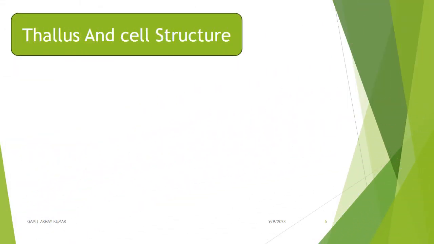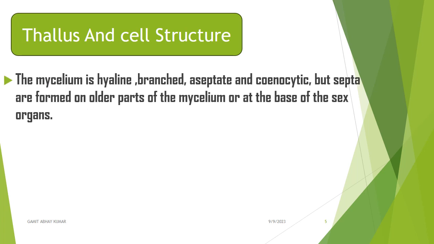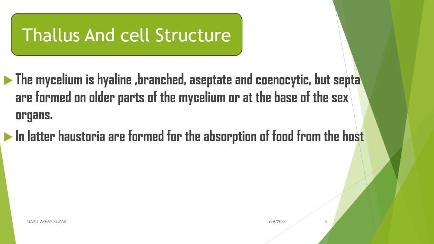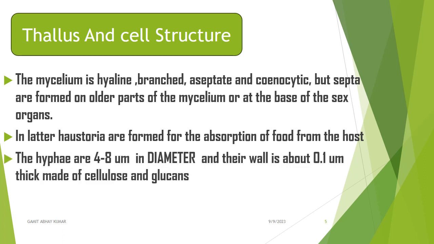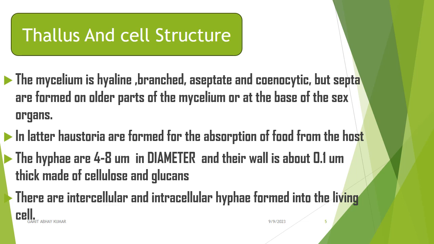Thallus and cell structure. The mycelium is hyaline, branched, aseptate and coenocytic, but septa are formed in older parts of the mycelium or at the base of the sex organs. In later stages, haustoria are formed for the absorption of food from the host. The hyphae are 4 to 8 micron in diameter and their wall is about 0.1 micron thick, made up of cellulose and glucans. There are intercellular and intracellular hyphae formed in the living cell.